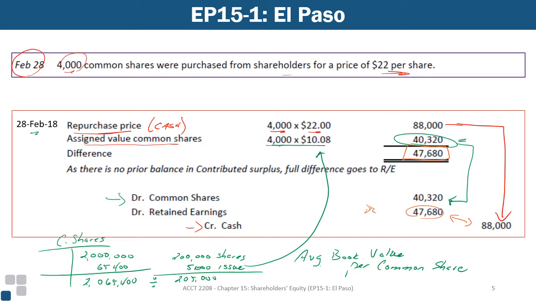And so the first thing we look is to see, is there a contributed surplus balance that already exists for repurchase of common shares? We don't mix contributed surplus accounts for preferred shares and common shares. So in the original data provided, there is no prior balance for contributed surplus. So all of this difference of 47,680 goes straight to retained earnings. And that's it for that transaction.